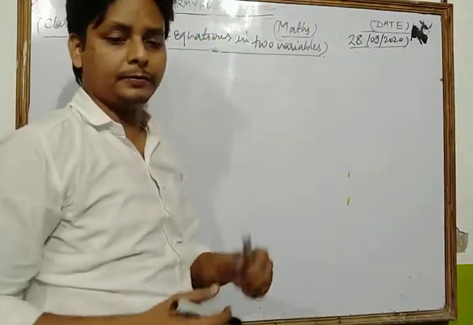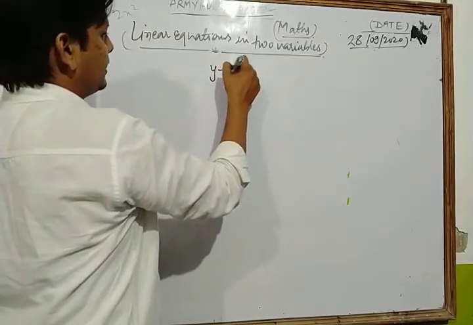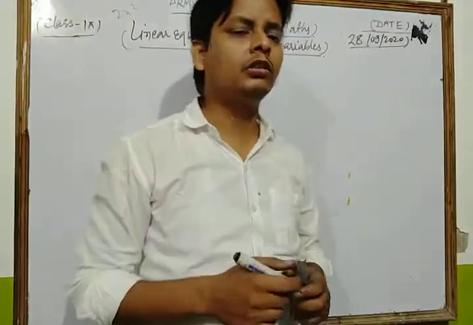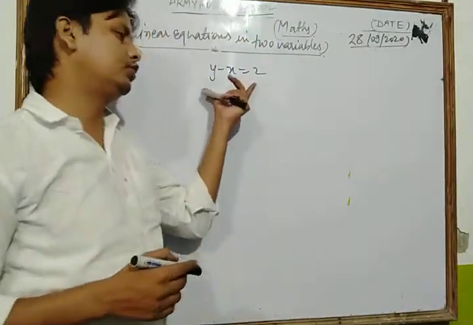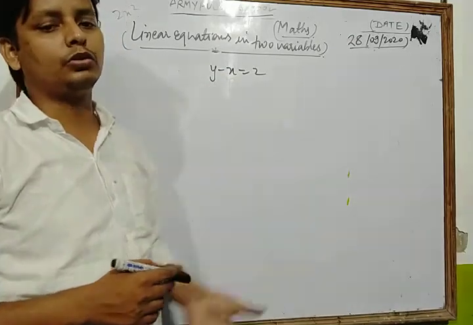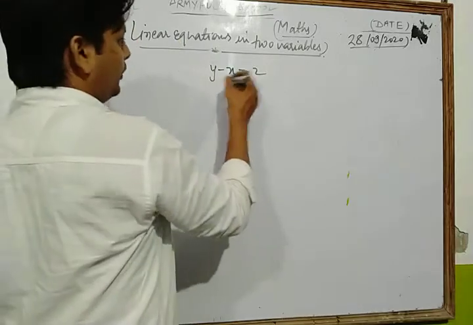Now look, suppose that we write a question: draw the graph of the linear equation y minus x is equal to 2. Suppose that we take a very small question, and your question is to draw the graph of the linear equation y minus x is equal to 2. Now what I do, dear students, look, first of all we write the given equation.